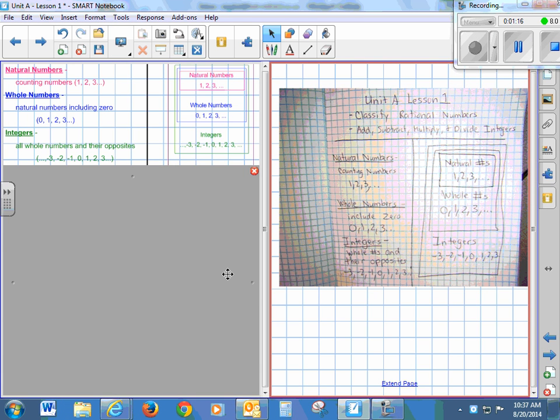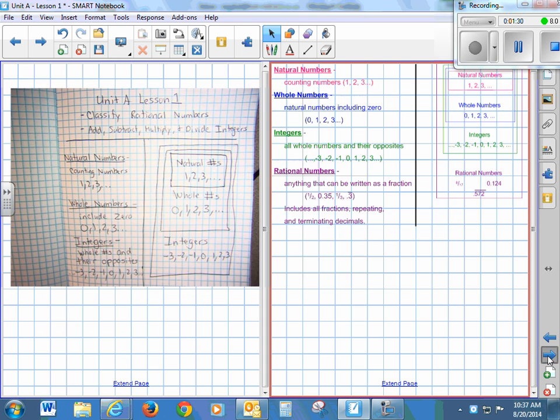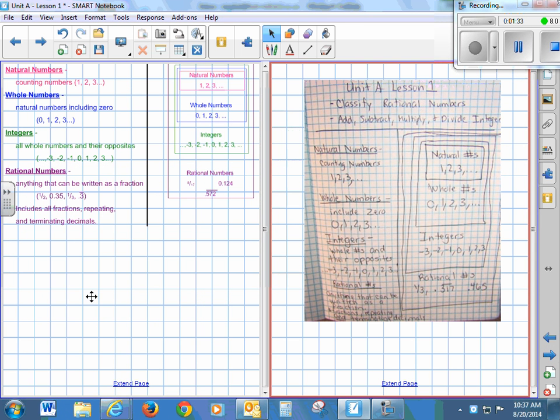Next are integers. Integers are all the whole numbers and their opposites. So that's going to be your positive and negative numbers. So include that in your graphic with integers and an example. And again, this is what it would look like. And finally, we have rational numbers. Rational numbers are anything that can be written as a fraction. Examples: 1/2, 35/100, 1/3, and 3/10 repeating. This includes fractions, repeating, and terminating decimals. So we're going to include that in our chart. And this is what your notes look like.